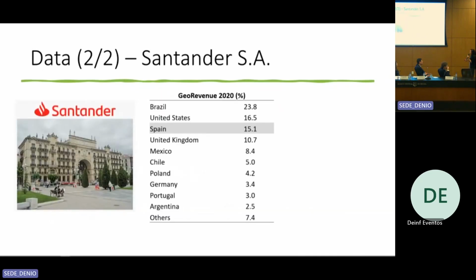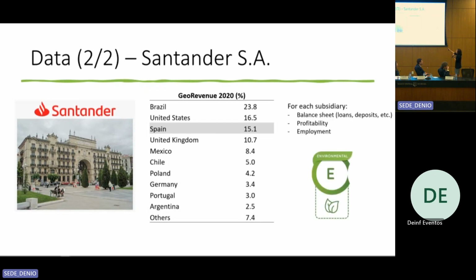So as I was saying, this is how we are identifying a global bank. My example here is Santander. We see in the Fitch data set, from its revenue, how much of the revenue of Santander is derived in the different countries. But then for each country, we know the balance sheet of Santander Brazil, Santander United States.